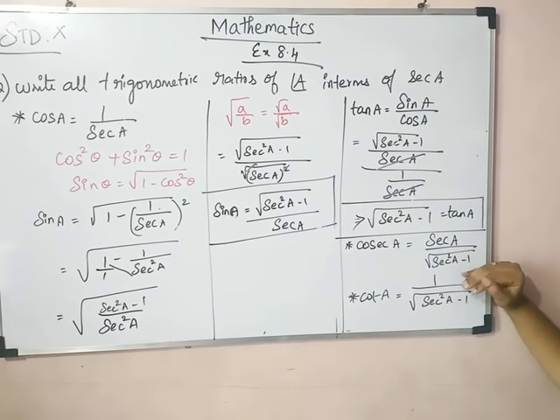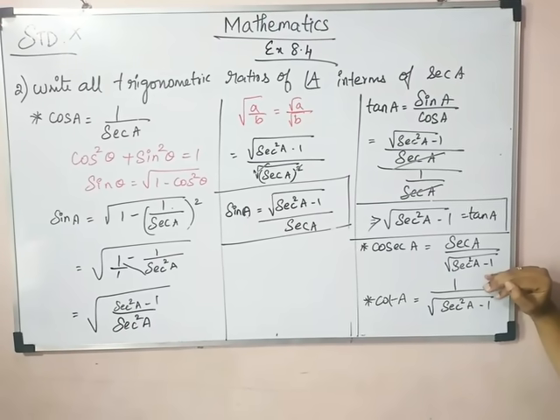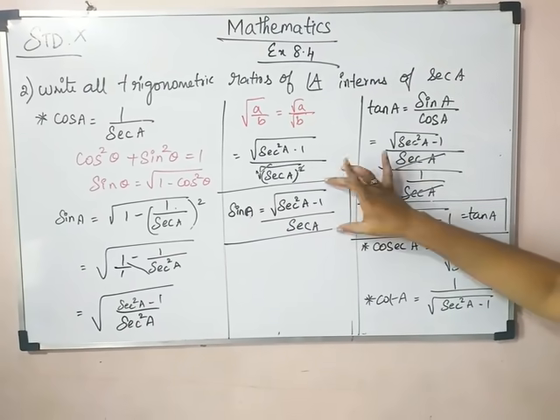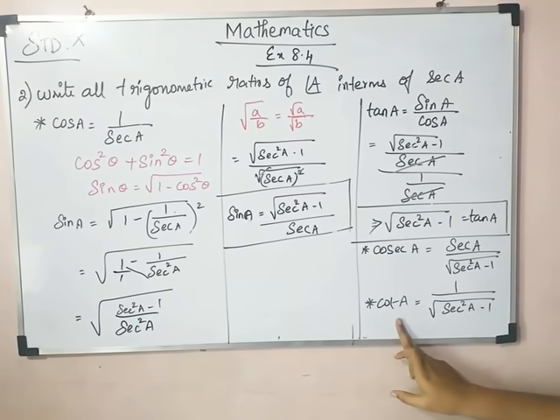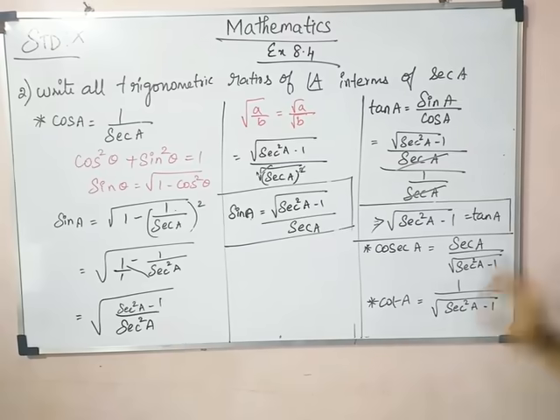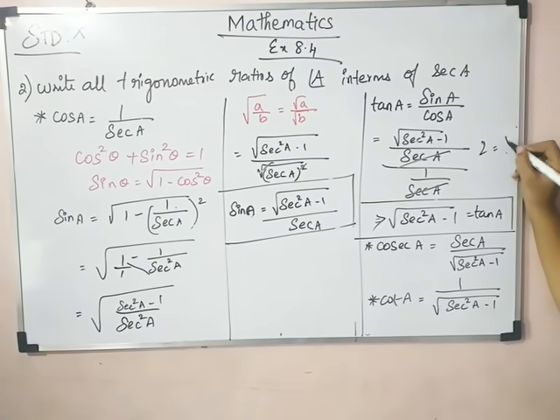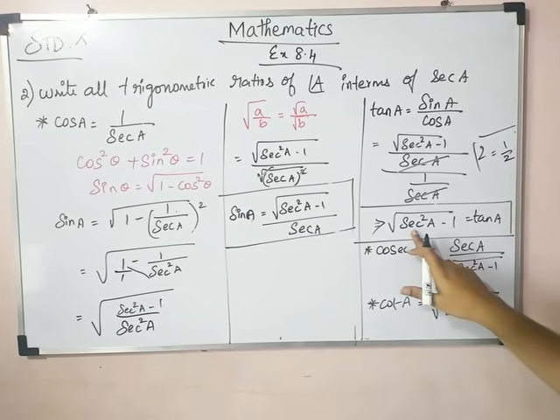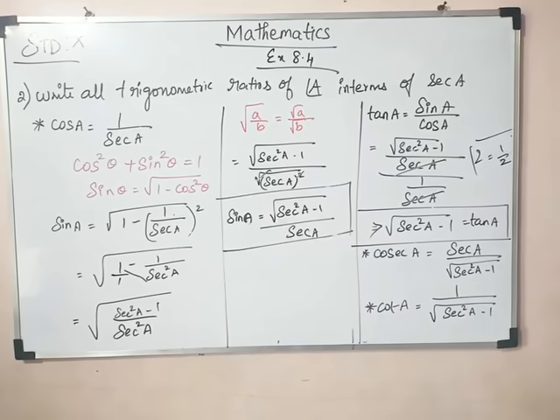Now the next ratio is cosecant. Cosecant is nothing but the inverse function or reciprocal of sine. Just reciprocate the value and write that, which is equal to cosecant. Cot, the same way, is a reciprocal function of tan. Just reciprocate the value. What is the reciprocal of 2? It's nothing but 1 by 2, right? The same way, the reciprocal of this is 1 by root of secant square A minus 1.